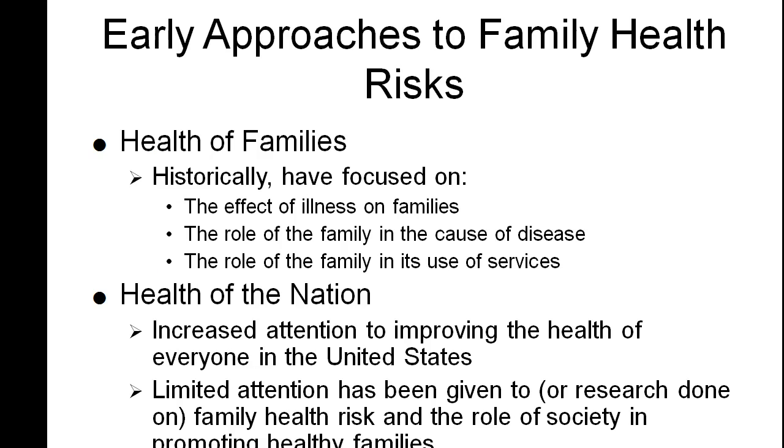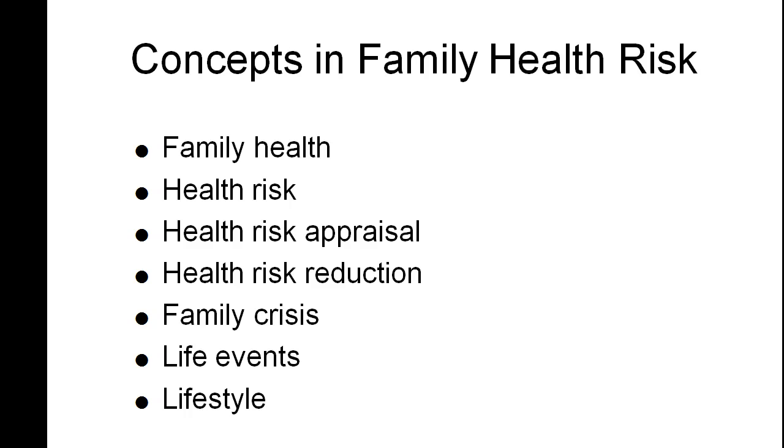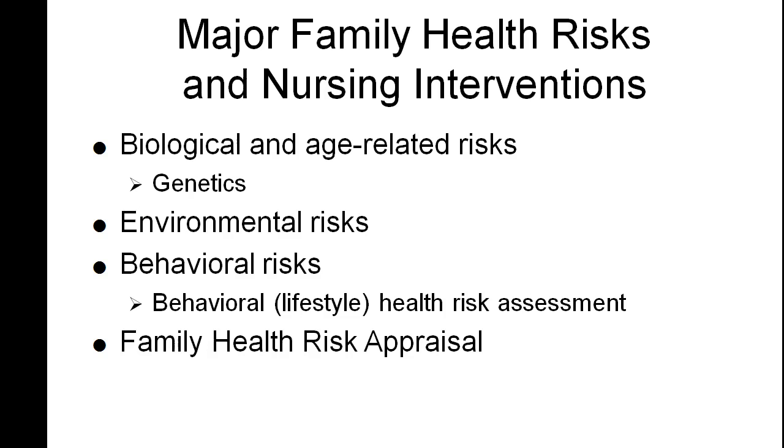All right, so historically we focus on the effect of illness on families, the role of family in the cause, and the family in the use of services. There's increased attention to improving the health of everyone in the U.S., and limited attention has been given to the family health risk and the role of society in promoting healthy families. So our concepts of family health risk, we talk about family health risk appraisal. How do we reduce this risk? What do we do for the family in crisis? What life events are going to put a family's health in jeopardy? And how does lifestyle play into this?